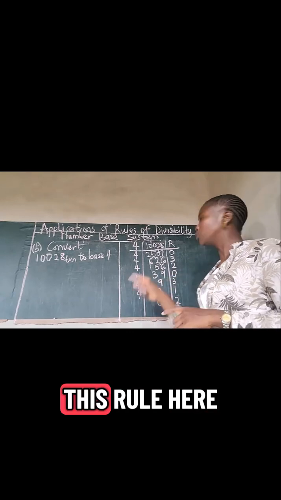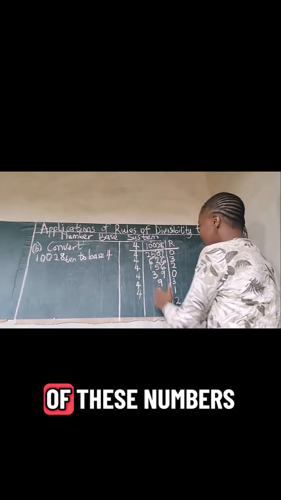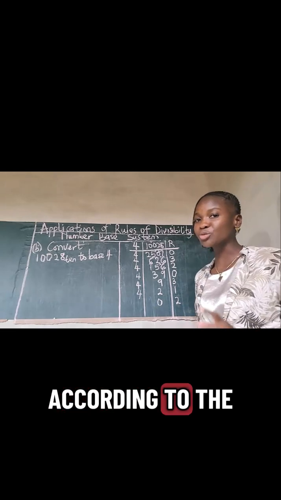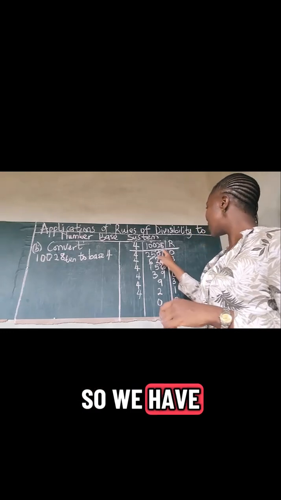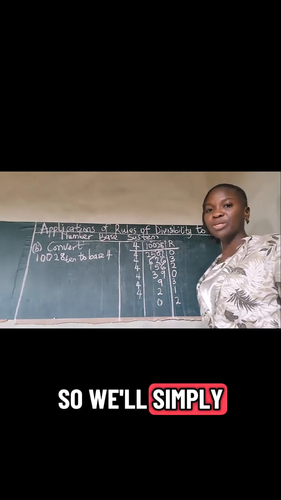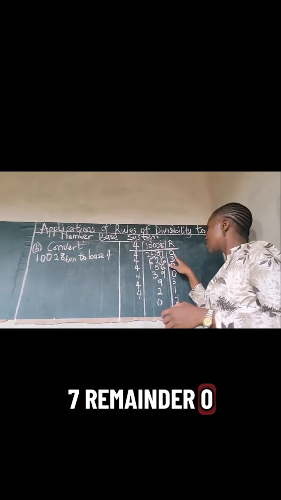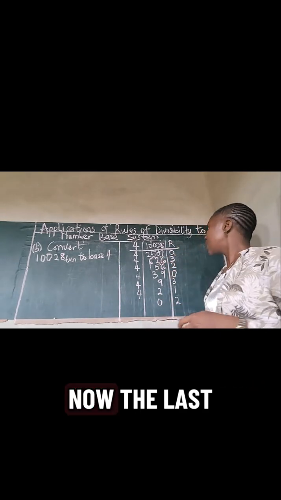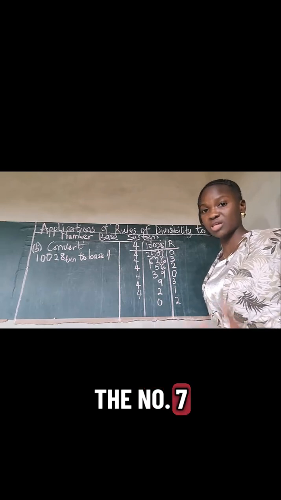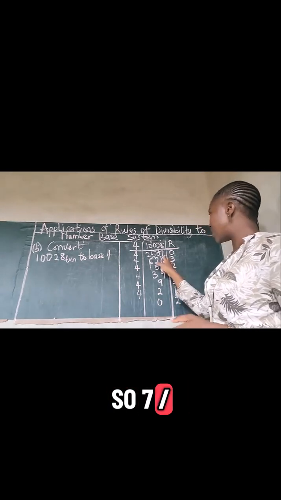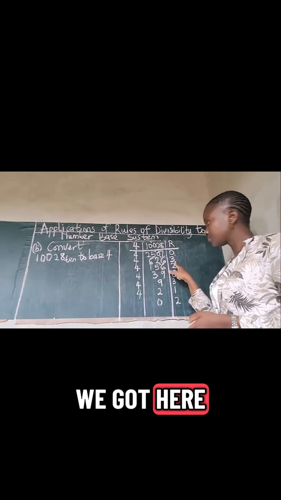So let's apply this rule here. We are going to be dealing with the last 2 digits of these numbers. The last 2 digits here are 28. So we'll simply do 28 divided by 4. You have 7 remainder 0. So we got the remainder of 0. Now, the last 2 digits here are 0, 7, which forms the number 7. So 7 divided by 4, you have 1 remainder 3, which is what we got here.